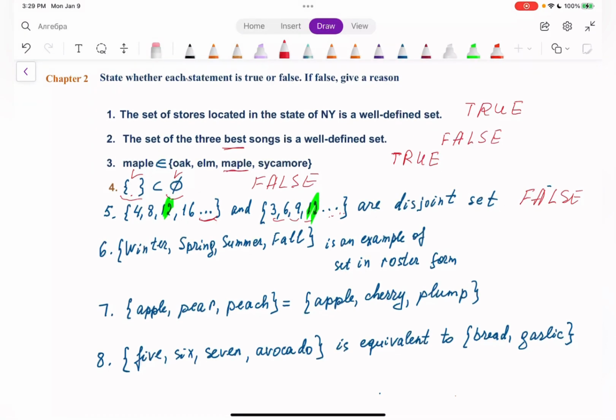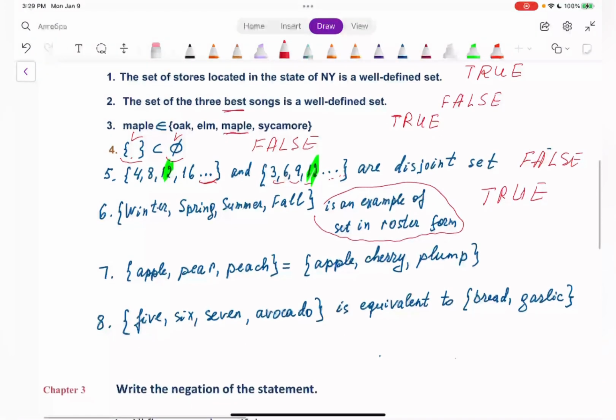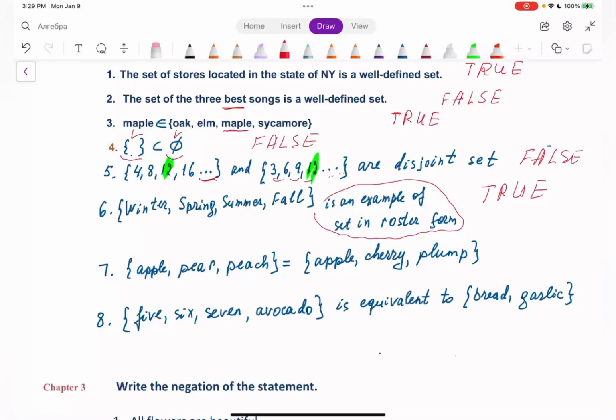Question number 6. This set, it says, is an example of a set in roster form. That is true. We have roster form in curly braces. Here we have the 4 seasons. This is true. This is the syntax for roster form. Okay. Question number 7.